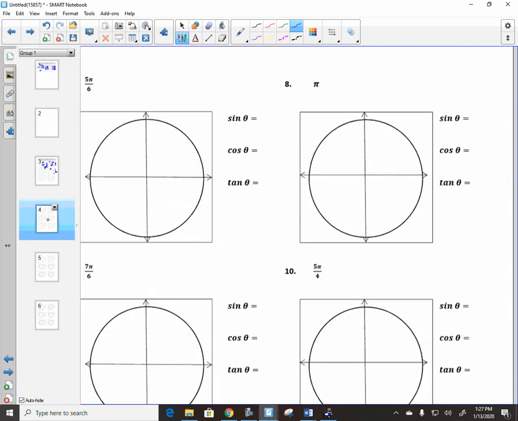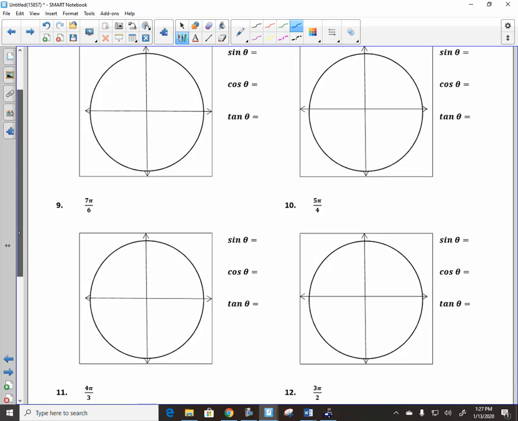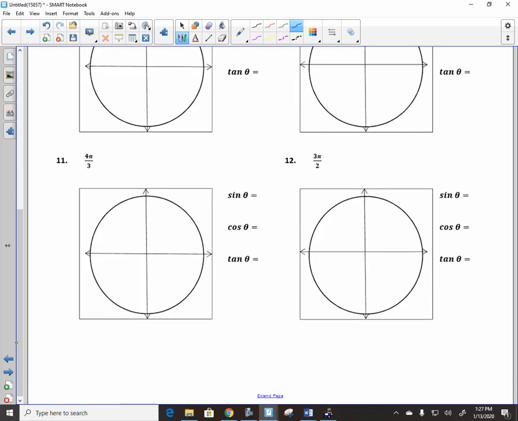All right, flip it over. We do one more together. We do problem 11 together. 4 pi over 3. I don't remember how to convert it, so I multiply by 180 and divide by pi. The pi's cancel. What's 180 over 3? 60 times 4. So I have 240 degrees. So I go to my 240 degree location, which is right here.